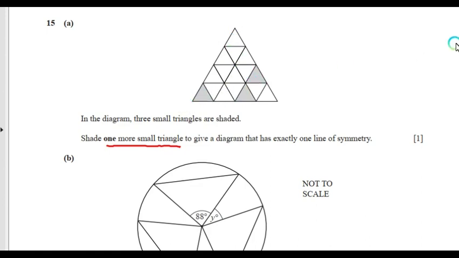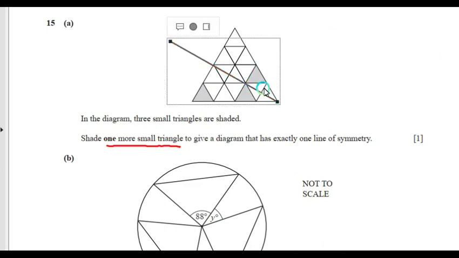Taking this, if I take this line of symmetry, yeah, this one, one triangle cannot be colored. If I take this one, no, and if I take this one, it's a line of symmetry. Yeah, now it is possible.